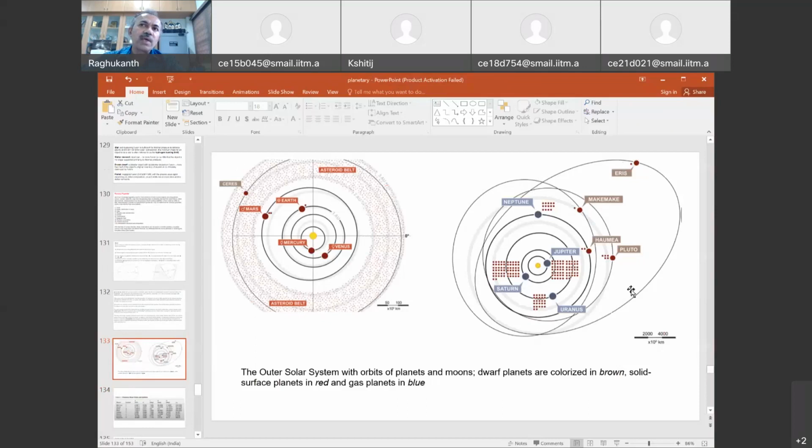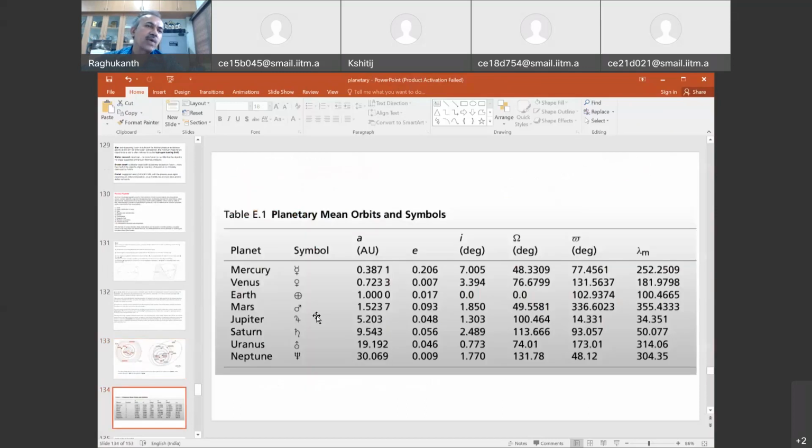So you can see their orbits, how they are looking. Most of them, all of them, are elliptical orbits. People have found out, through flyby missions or whatever, all these numbers. What is the semi-major axis? What is the eccentricity? Then the inclination, the angles and so on. So all the information is there.